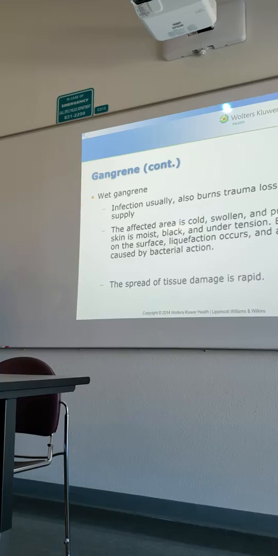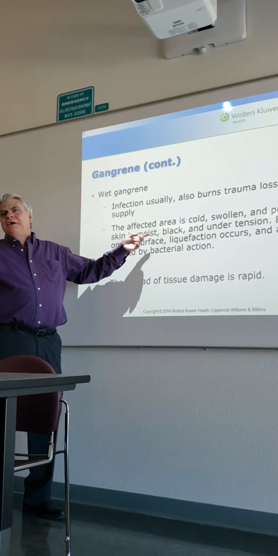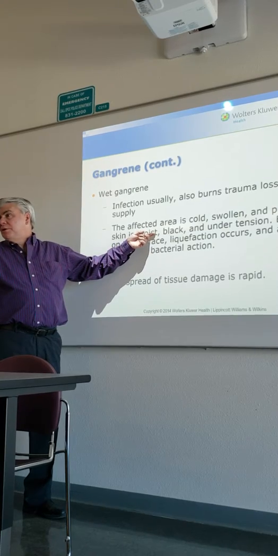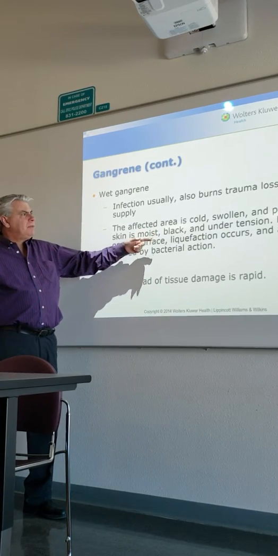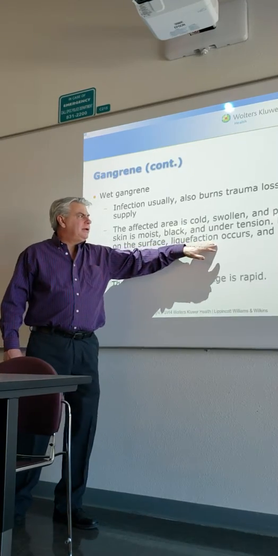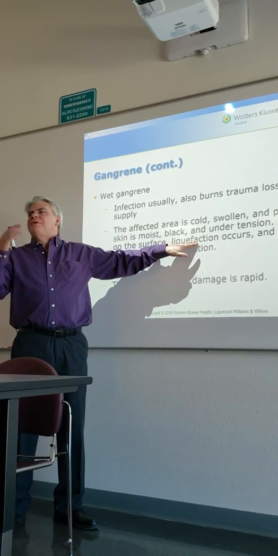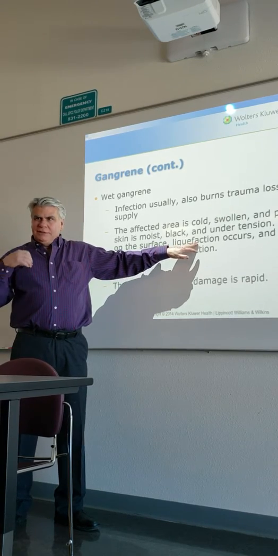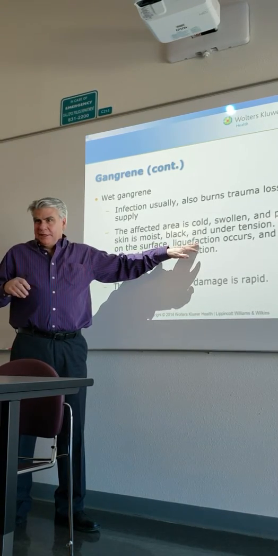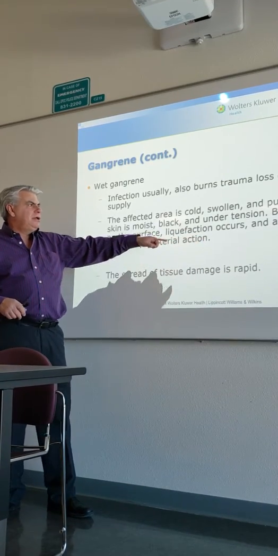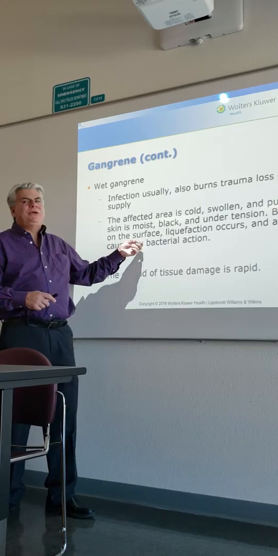Why is it under tension? This is a nasty one. You get a buildup of fluid in there. Under tension, blisters form on the surface, and liquefaction occurs. What does that mean? You're making a smoothie in there? Pretty close, like a tissue smoothie. It just starts to decay, and you get interstitial fluid. You get a foul odor, caused by bacterial action.